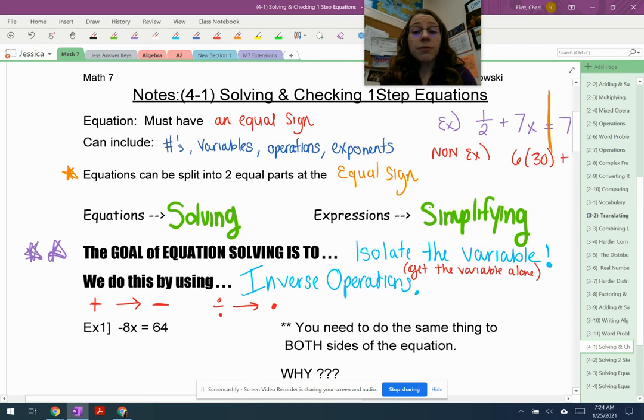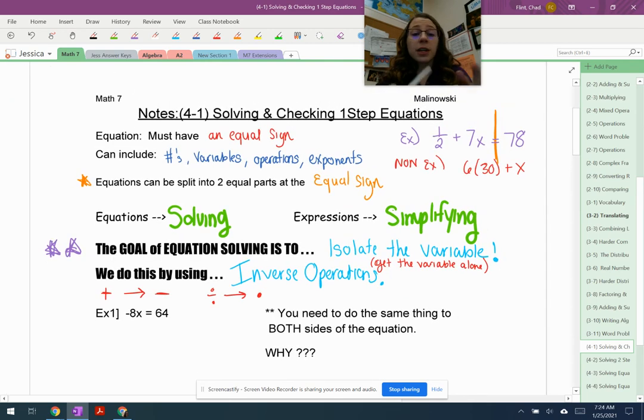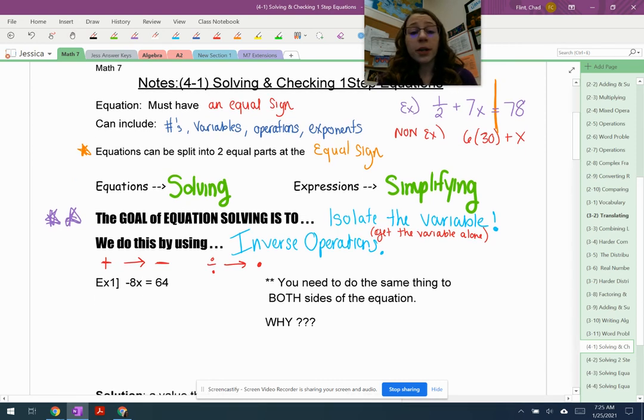Okay, so the really, really important thing here that you want to take away is that equations can be split into two equal parts at the equal sign. And the goal of equation solving is to isolate the variable, and we do that by using inverse operations. Isolate the variable using inverse operations. Super important.